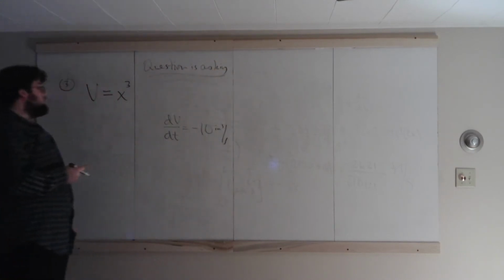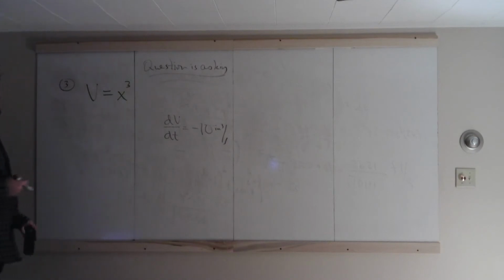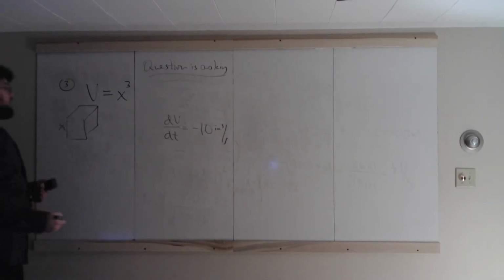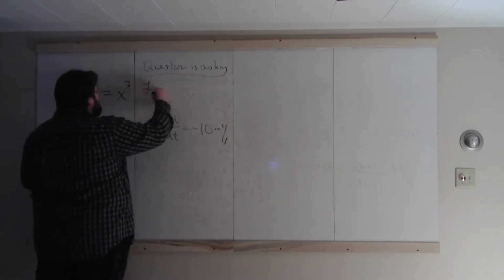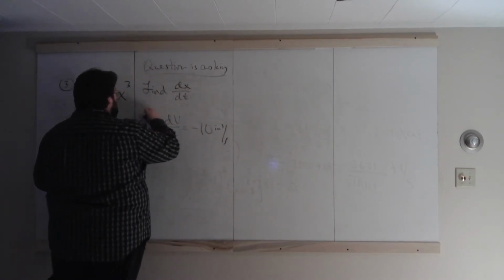So let's translate this question. That says that this is an S. Negative 10 because it's decreasing. Find the rate at which side length is changing. Well, I guess I will draw a cube. I'm used to the variable x, so the side length will be x. Find dx/dt.